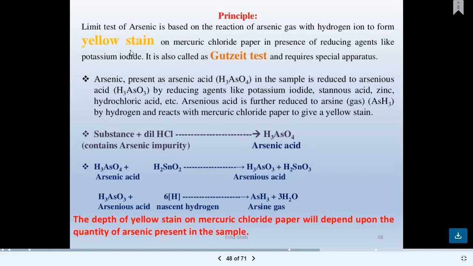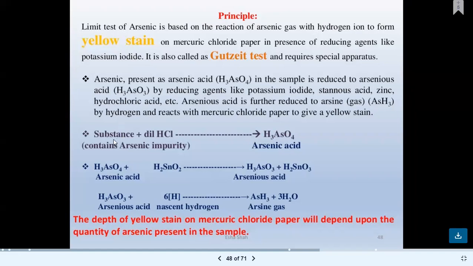So in the limit test for arsenic, the various reagents or ingredients used are potassium iodide and nascent hydrogen. All these reagents should be free from arsenic. Arsenic is present as arsenic acid. Initially the arsenic impurity is present in the form of arsenic acid in the sample, and it is first reduced to arsenious acid.